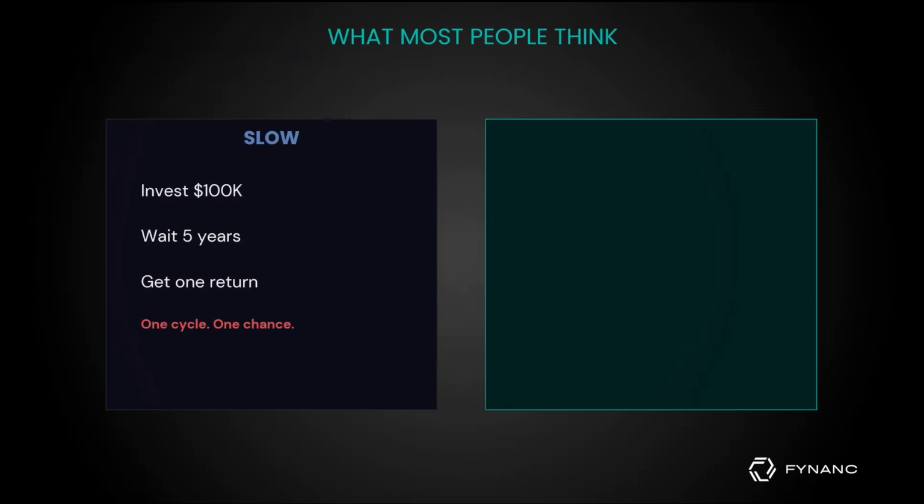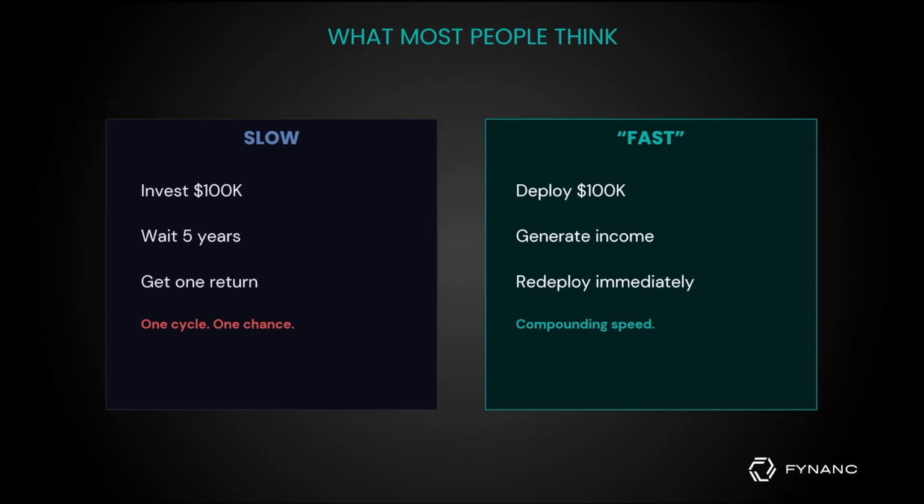So here is what most people think. Most people think, okay, so I'm gonna take this $100,000 and I'm gonna invest it. I'm gonna wait for 5 years, and I'm gonna get one return after 5 years. So it's one cycle, one chance. However, what a lot of people talk about with velocity of money is this idea of what's called the fast version. This is velocity of money in their eyes. You take the $100,000, you generate cash flow, and the cash flow is redeployed or reinvested, and therefore you start seeing compounding. So this is partially correct.